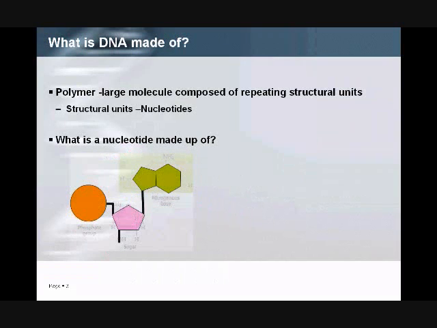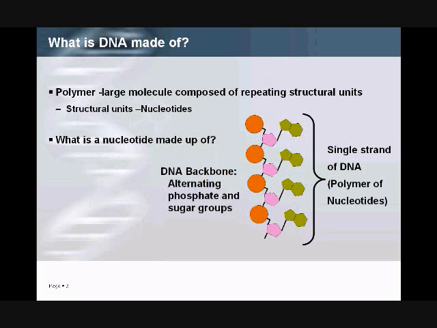When many nucleotides are joined together to form a polymer, they are connected together by alternating phosphate and sugar groups, forming the backbone of the DNA. The nitrogenous bases protrude outwards and are free to form base pairs with another DNA molecule.